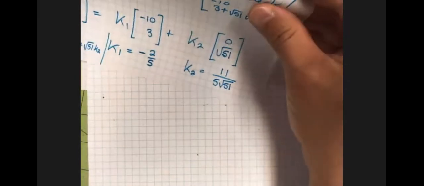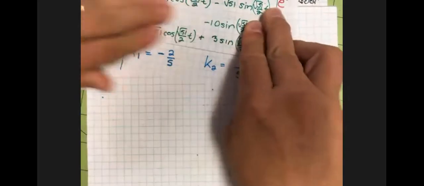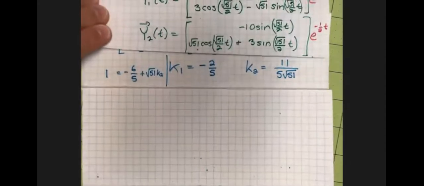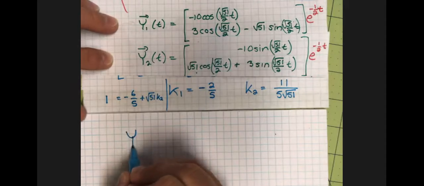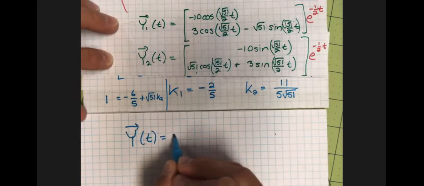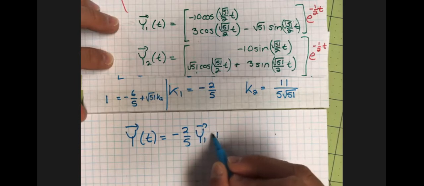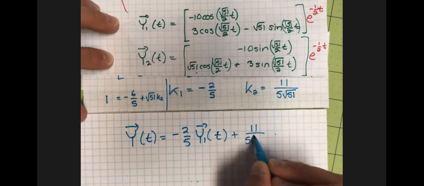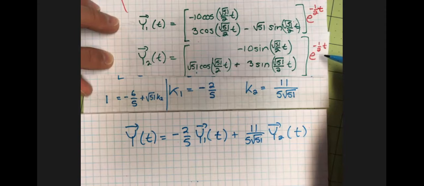Now, here's going to be the last annoying part before we go to the nice graphics. And we're not doing terribly on time. If all I had to do was please myself, I'm trying to get all these papers on screen at the same time. There's my Y1, Y2, here's my K1, K2. Frankly, it's fine to just write minus 2/5 y1 plus 11 over 5 root 51 y2. Because I have legitimately written down y1 and y2, right?